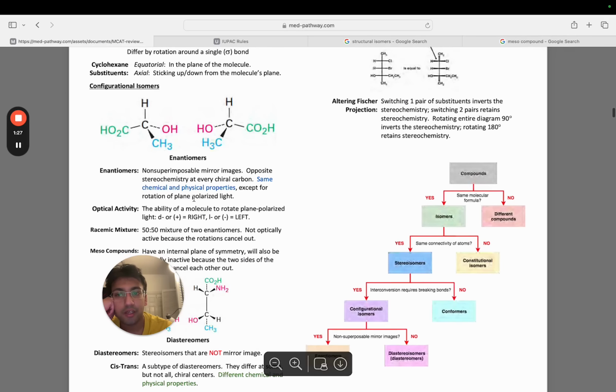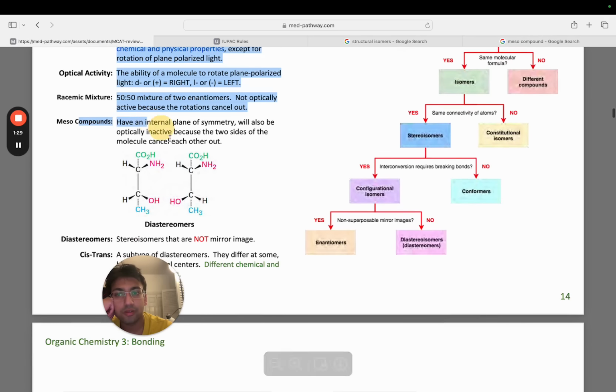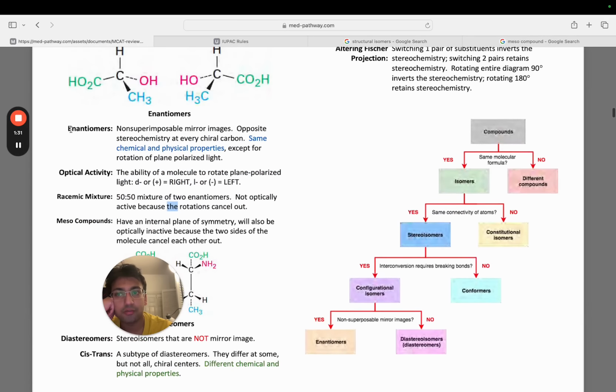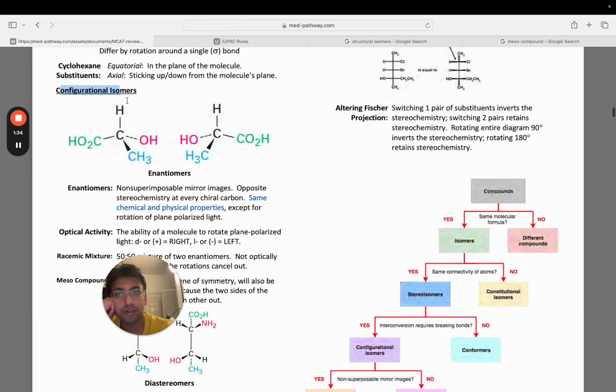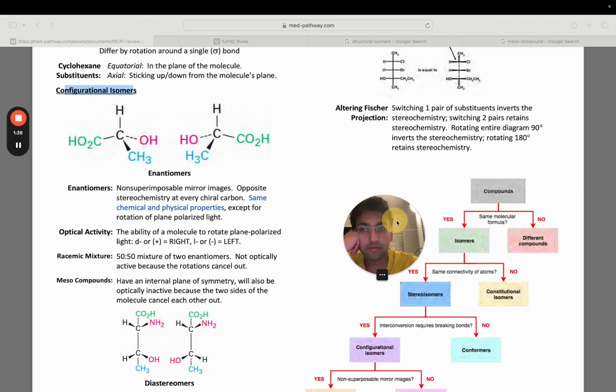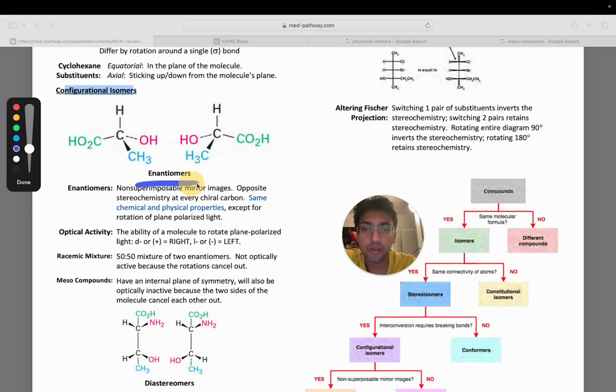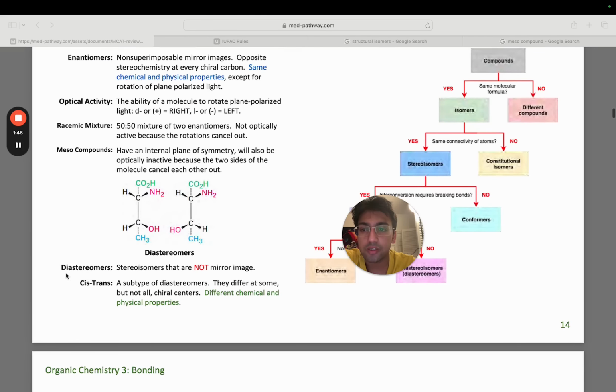Okay, the next thing: we just went through meso compounds, and we talked about enantiomers, right? Enantiomers are types of configurational isomers. Then you might be asking, okay, I know there are configurational isomers, but there must be more than just enantiomers. What are the other ones called? Those other ones are called diastereomers. These are any stereoisomers that are not mirror images.